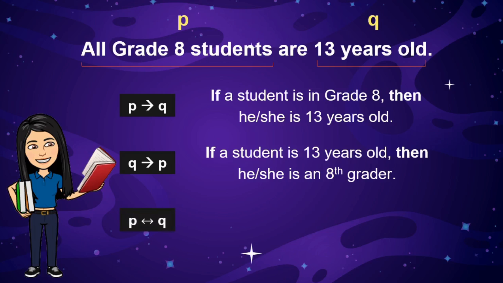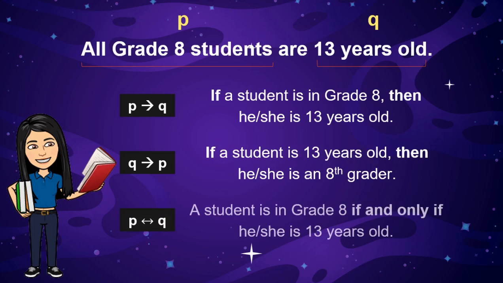And for the last one, if we're going to write a biconditional statement, we will refer to our P implies Q. But this time, papalitan natin yung if then with the phrase if and only if. So, ayan. Write P, a student is in grade 8 if and only if, lagyan naman natin yung Q, he or she is 13 years old. Okay? So, these are the statements. Ganito lang yung ating gagawin for learning test number 1.